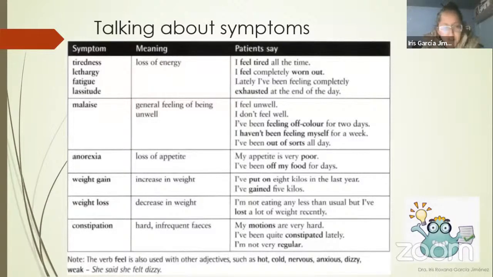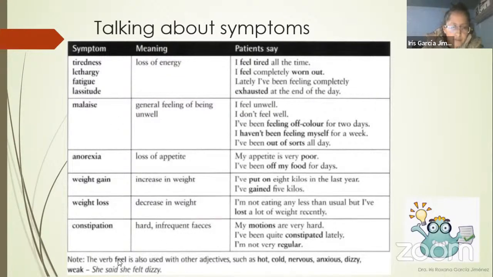And by experience, I tell you, if you don't understand what the patient is referring to, don't be shy and ask again and again and again in order to get the correct information and get the correct symptom. That's the best way of doing this, okay?